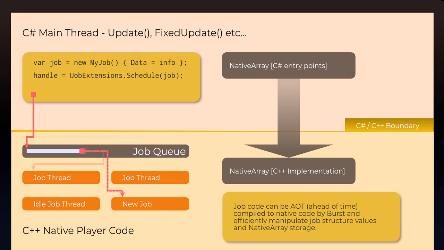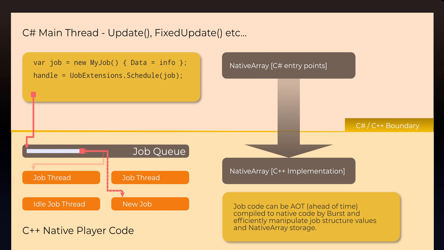Now, the other thing is you'll notice that there's a native array, that's one of the new types. The native array struct has entry points that basically control the native implementation. So all this code is actually implemented in C++, but you have these entry points in the C# space. And you also have this job queue and these worker threads that Unity creates for you.